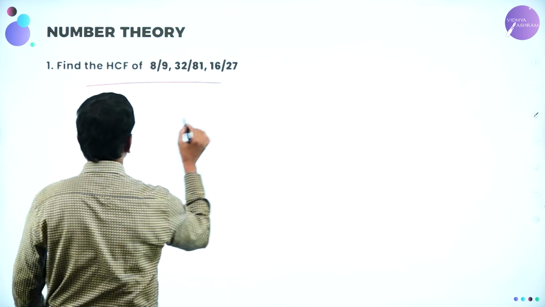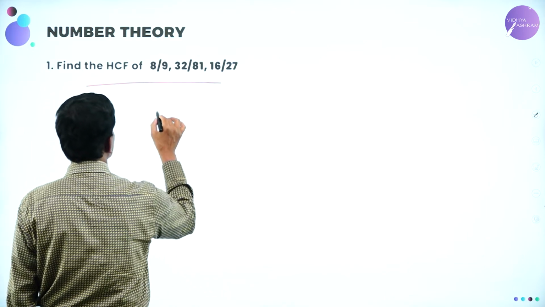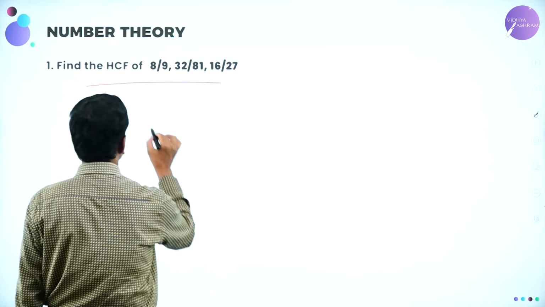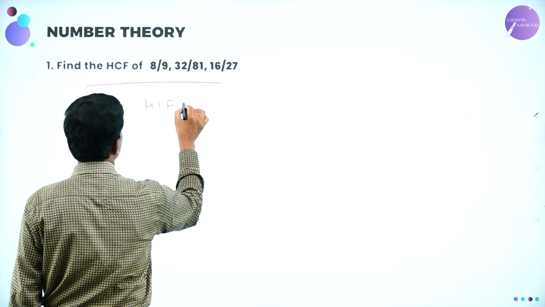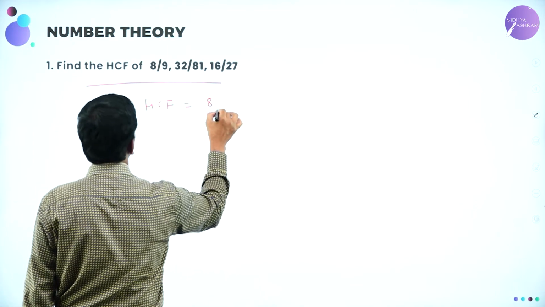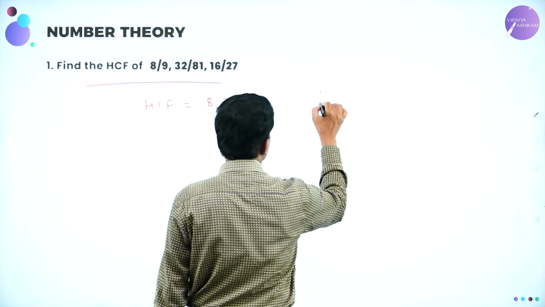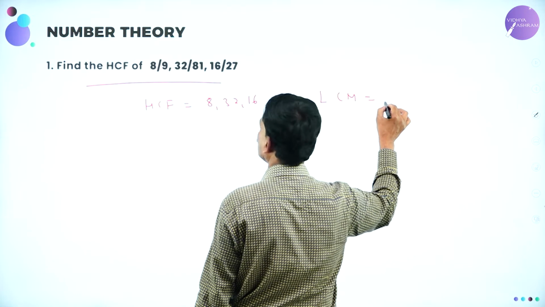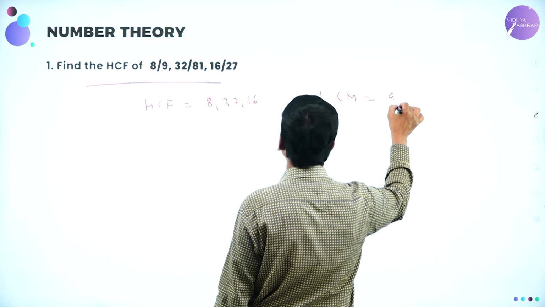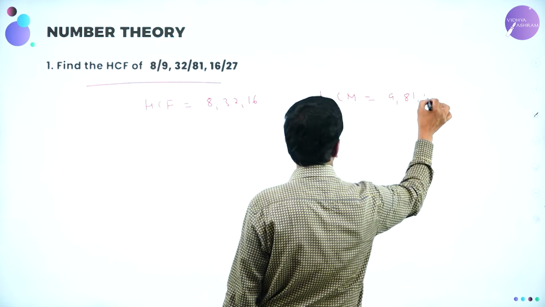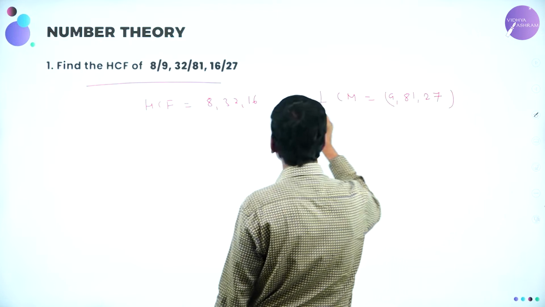Let us take one small example. Find the HCF. Here, what are the numerator terms? Find out the HCF of 8, 32 and 16. And similarly the LCM of the denominator terms, LCM of 9, 81 and 27. So this is to be determined first.